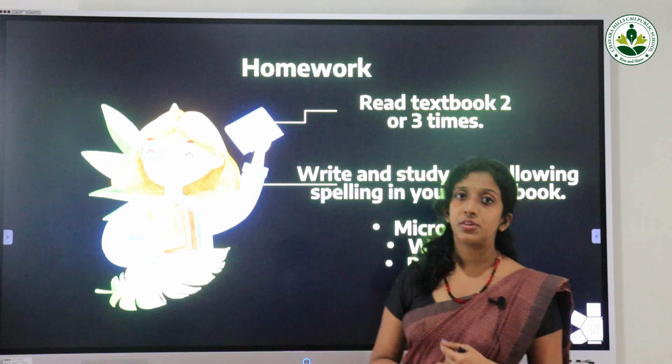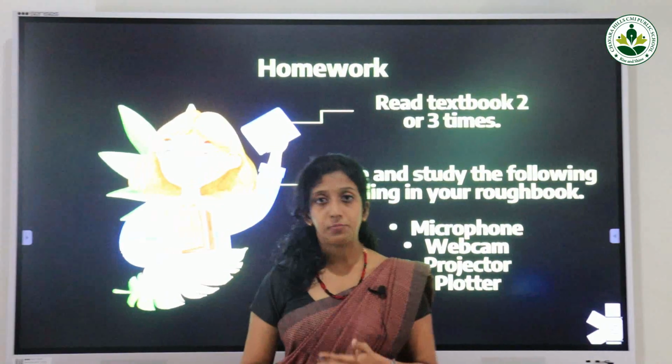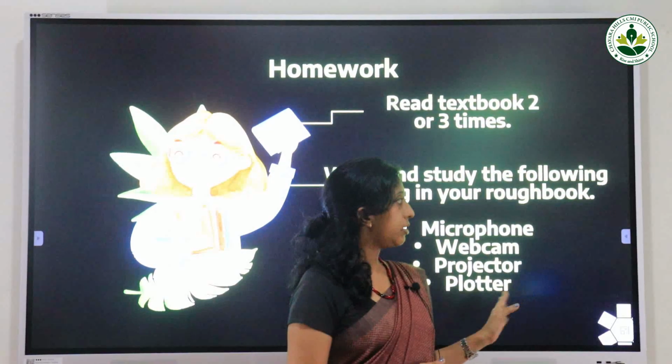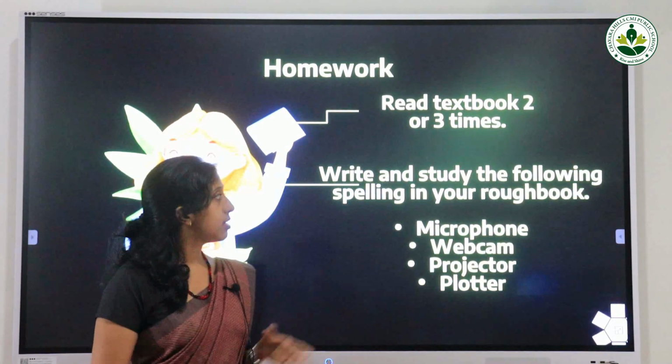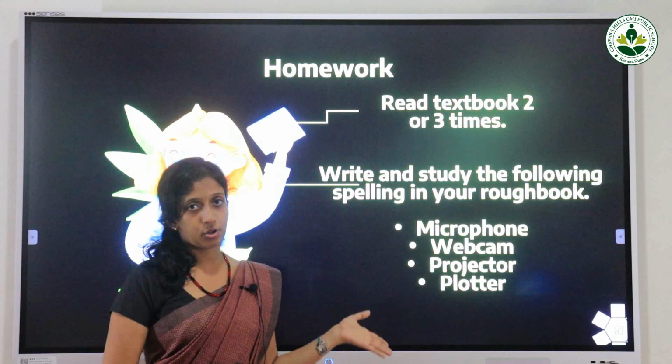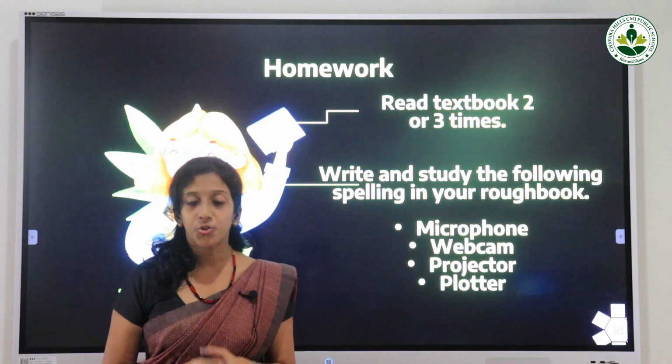In this chapter we have learned about input devices and output devices, and you have some homework. Read the textbook 2 or 3 times, and write and study the following spellings in your rough book. Go through the textbook.